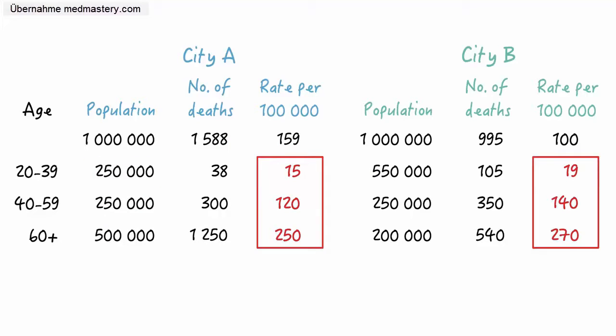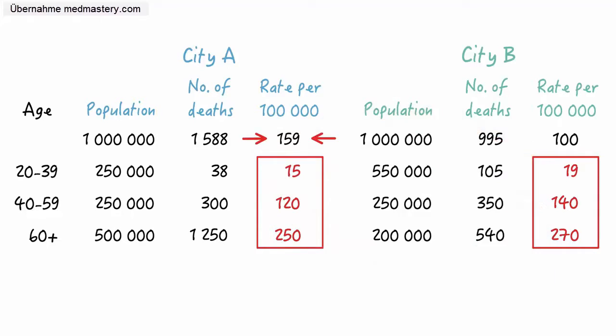In City B, on the other hand, only 1/5 is 60 or above. 1/4 is 40 to 59, and over half are 20 to 39. So actually, the risk of death is higher in City B. But because of the older age distribution in City A, more people died in City A, which is reflected in the overall mortality rate.